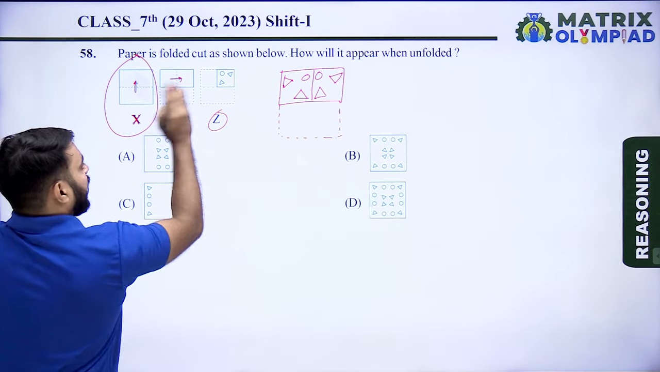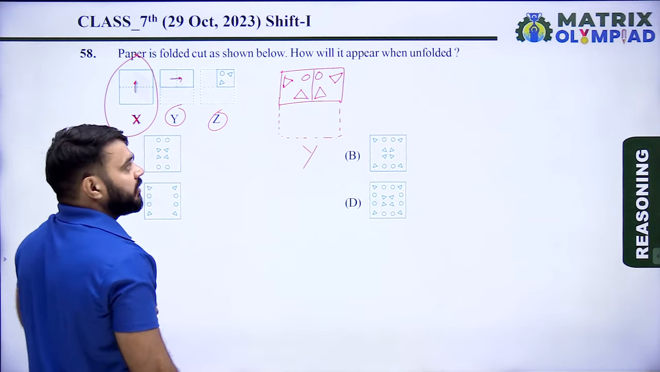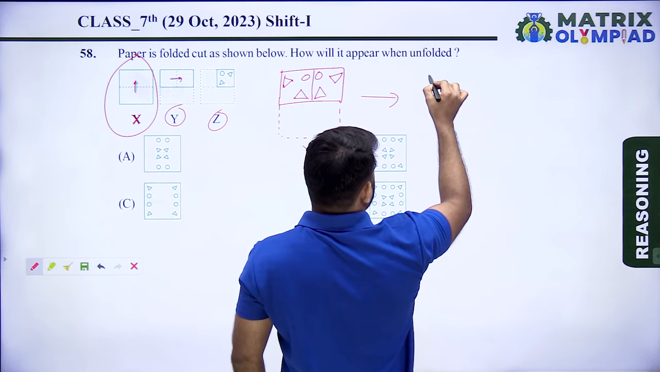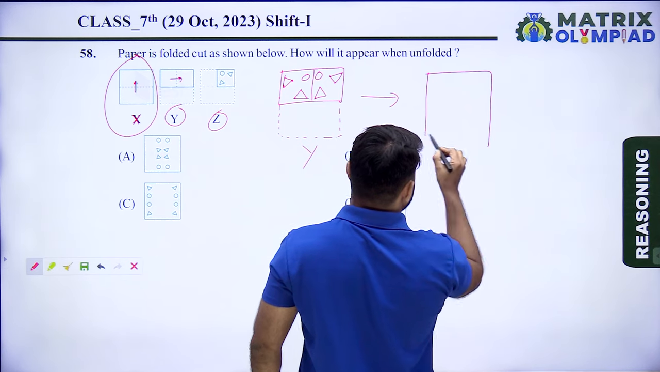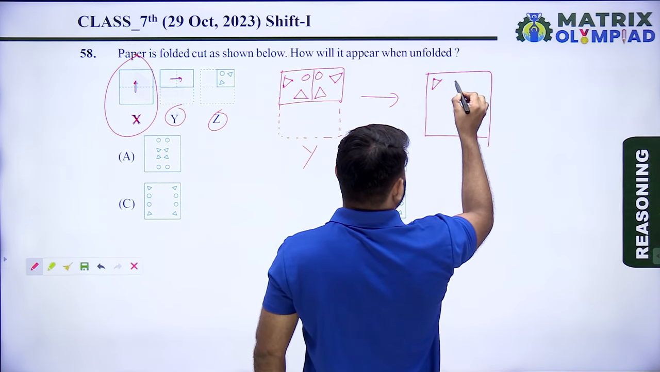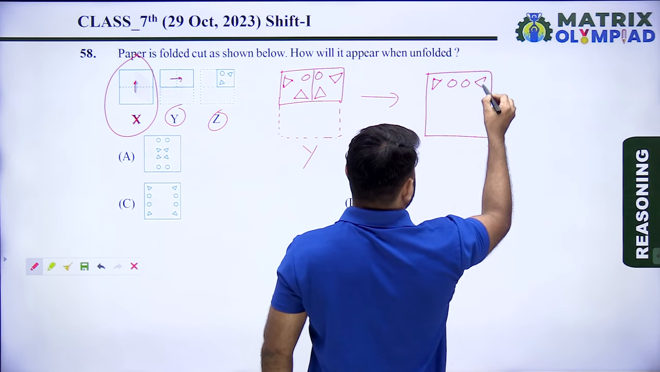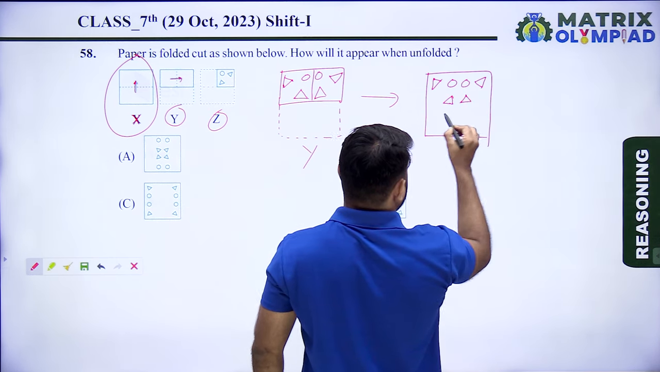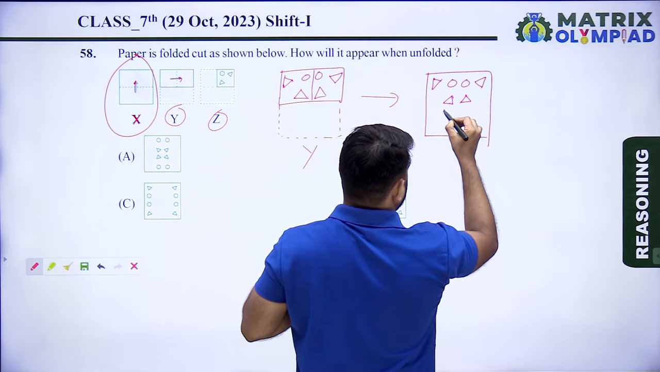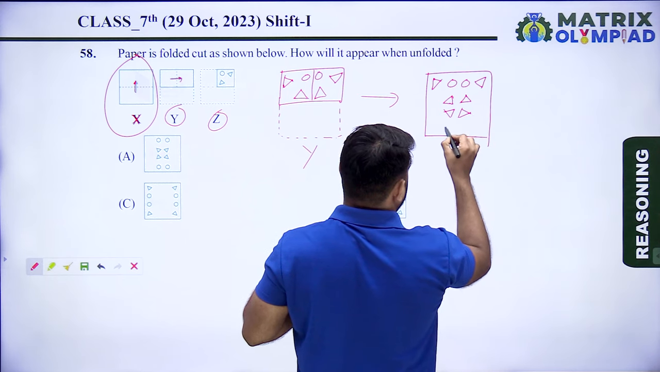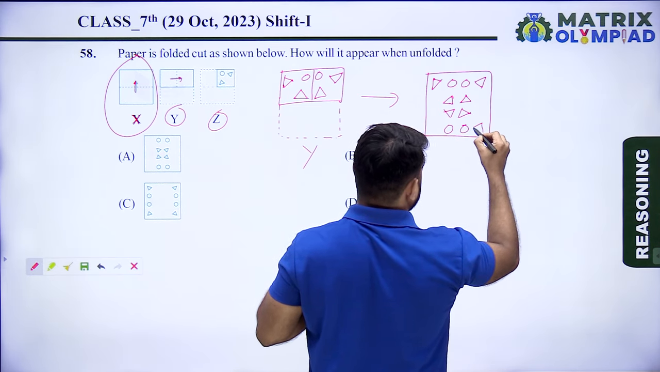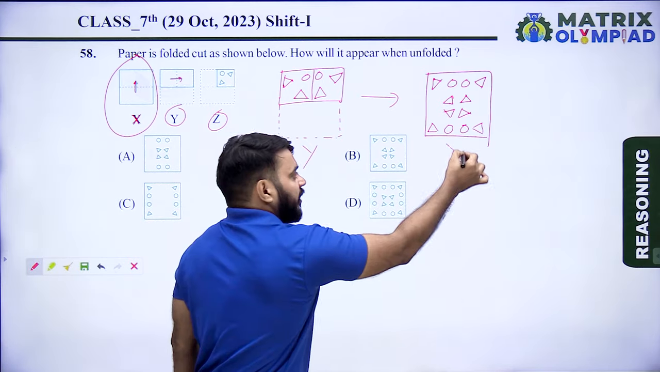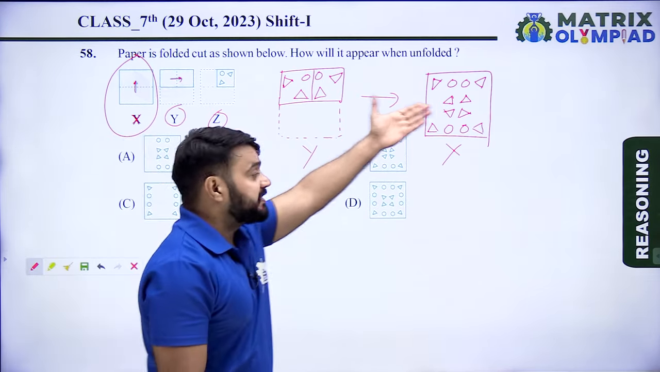Now unfold the Z, it represents Y. Now unfold the Y, it represents X. Unfolding the Y, it looks as follows. So it also represents X. So X represents unfolded paper.